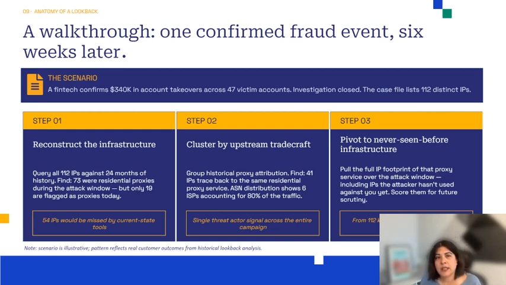Now, looking at this further, you pull the full IP footprint of that proxy service across the attack window, including IPs the attacker hasn't used against you yet. You score them all for future scrutiny, right? That's how it learns. You started with 112 known bad IPs. You ended up with over 8,400 preemptive risk signals potentially. That's the difference between closing a case and learning from one.